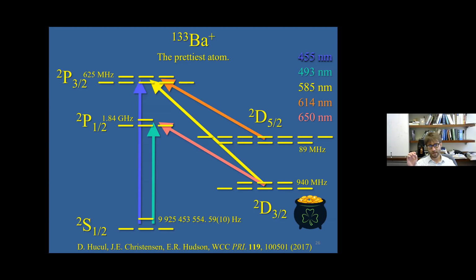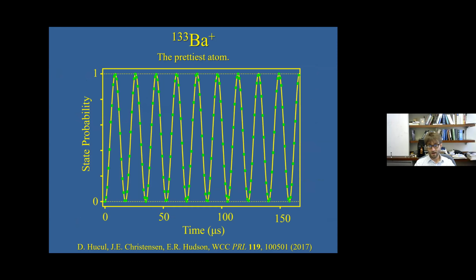So when we only need a microwatt of 585 nanometer light, that is significantly easier to produce than 50 milliwatts or something. And so these are all diode-based systems. They're all very, very straightforward. Another way this is the prettiest atom is that it just works.